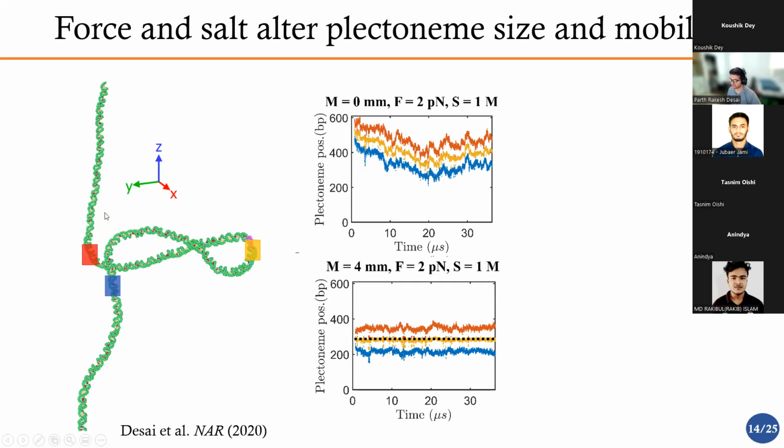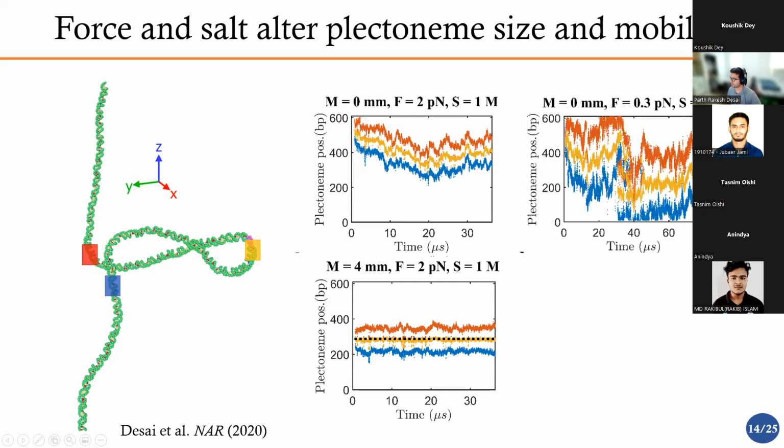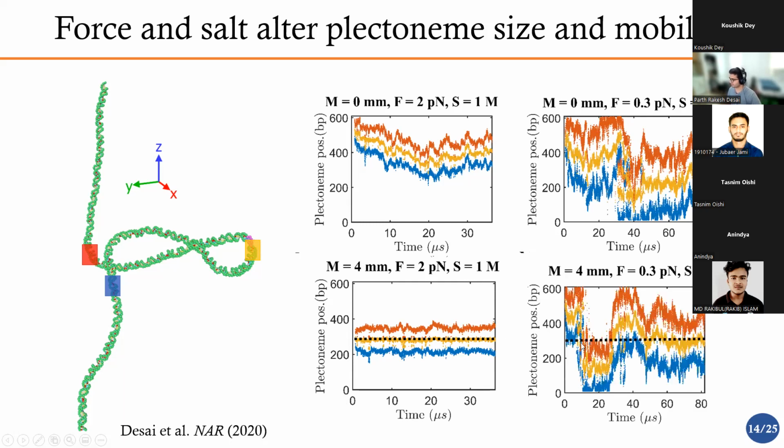So we have mismatches at the center of the DNA. So the plectoneme center is always at the center of the DNA. So this tells us that the plectoneme is staying pinned at the mismatch for high force, high salt. Right. And then now if you go to low force, low salt, for 0 mismatches, you have the plectoneme that moves along the DNA backbone. Right. But now if you introduce mismatches, it doesn't actually stay pinned at the mismatch, although it spends a lot of time over there. Right.